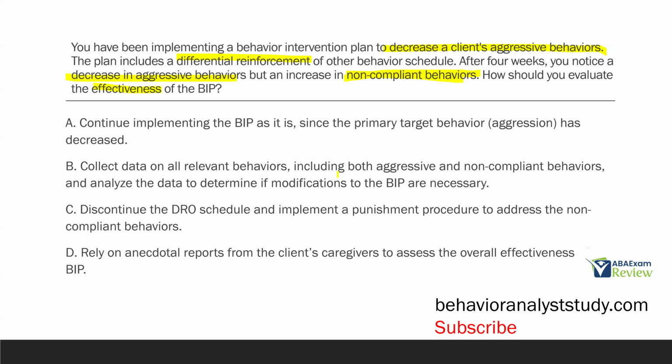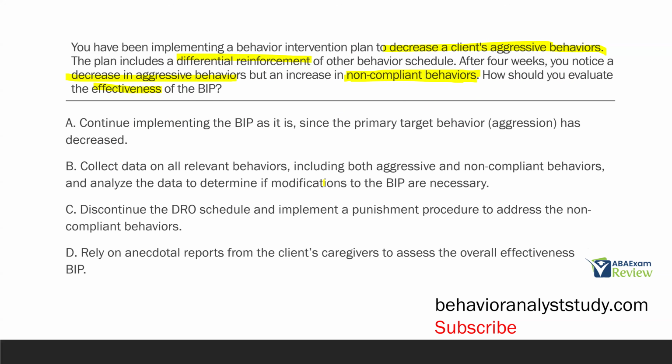A, continue implementing the BIP as it is since the primary target behavior, aggression, has decreased. Well, we can't do that. We can't just say, well, we've accomplished our goal, we've decreased aggression, if we've increased something else we don't want to see, which is non-compliance. We've got to dig a little deeper.